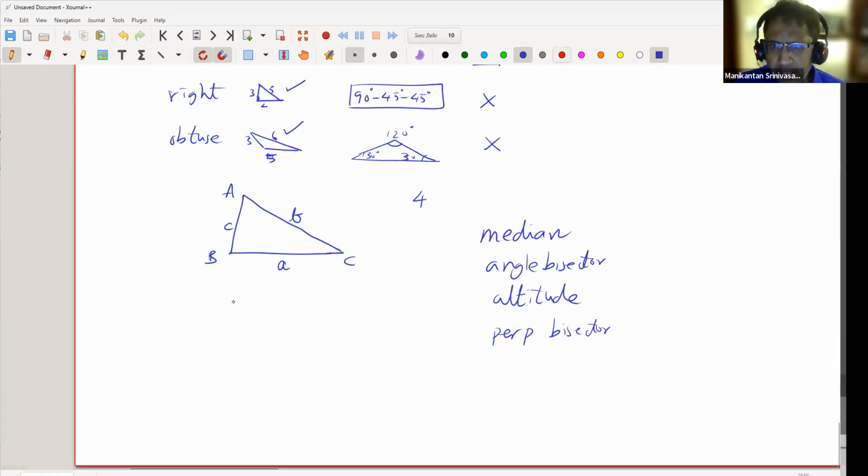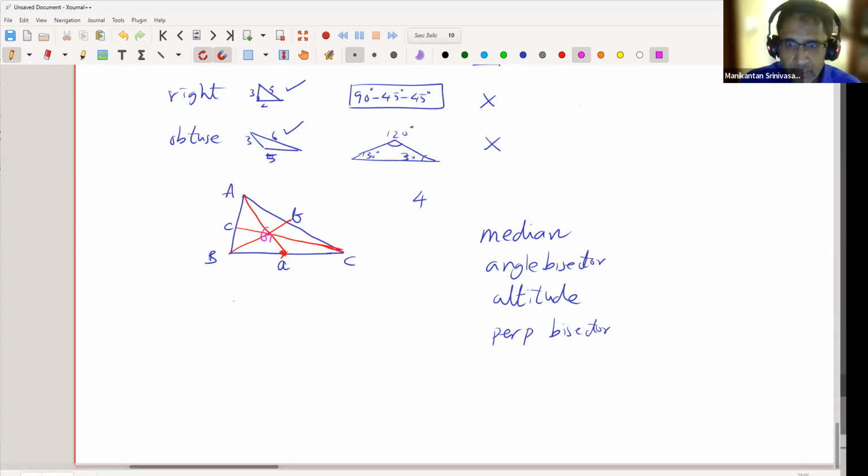The median is from each vertex joined to the corresponding midpoint of the opposite side. So from here, I'll join to this. And then the third one will also pass; you can prove that it passes, but for now I'm skipping proofs. The meeting point of the medians is called the centroid. The medians pass through the centroid.